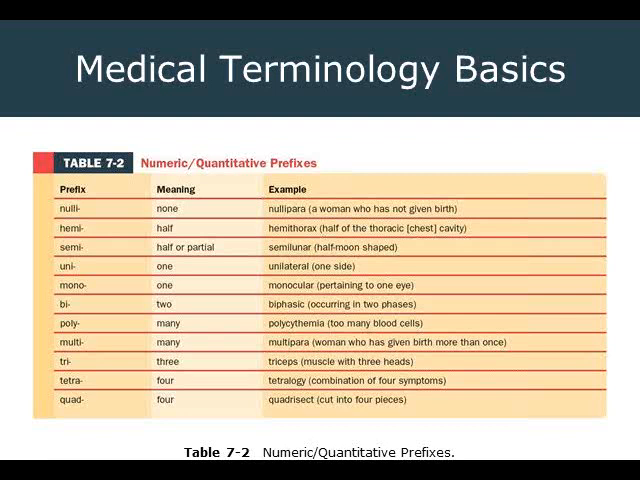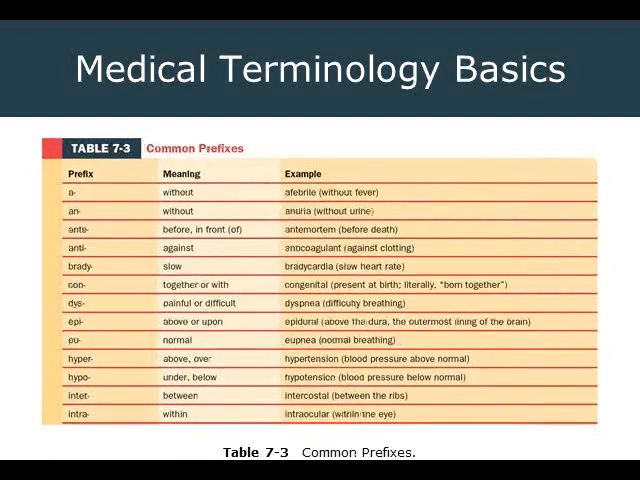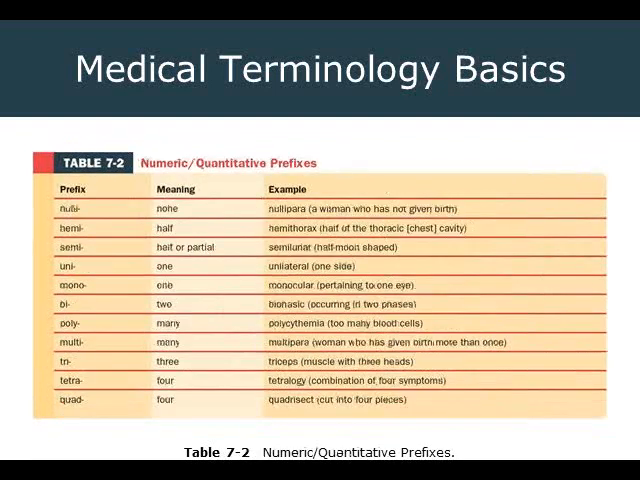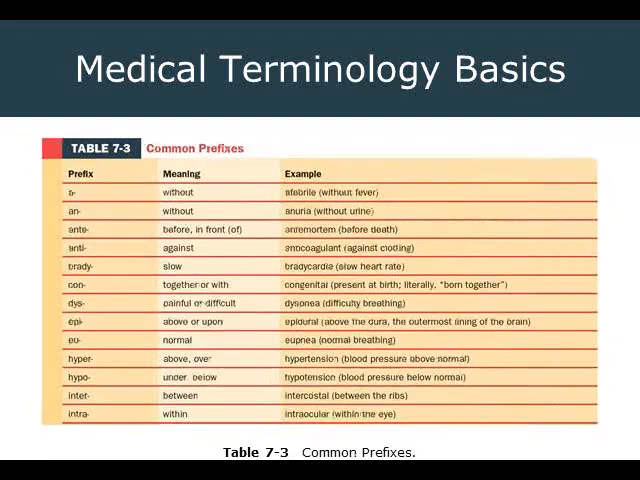So something like semi or hemi would be half. So half of the body, hemiplegia. You're talking about, well, they have polycythemia there, which is too many blood cells. So these are the fairly common ones and the fairly easy ones. When we start to put these prefixes together, then we can start tacking them on with some of the other root words, and it really starts to build a word for us.